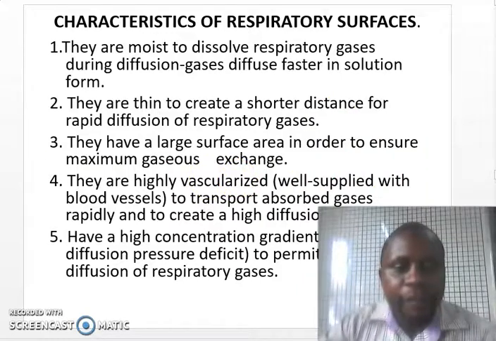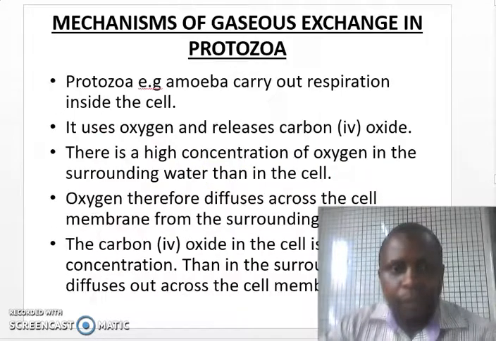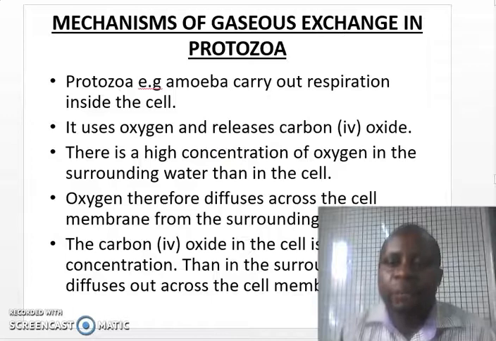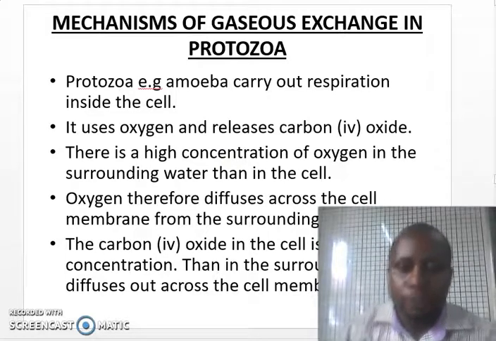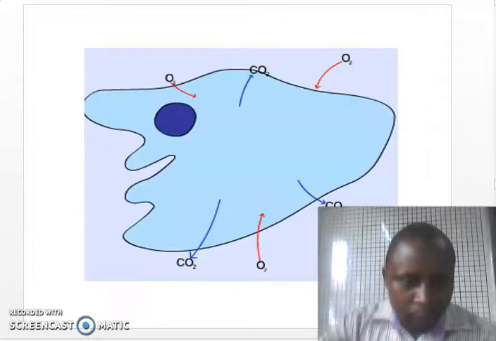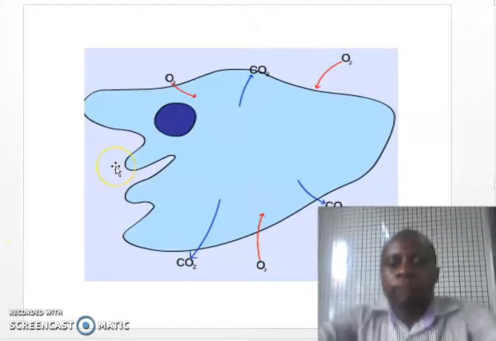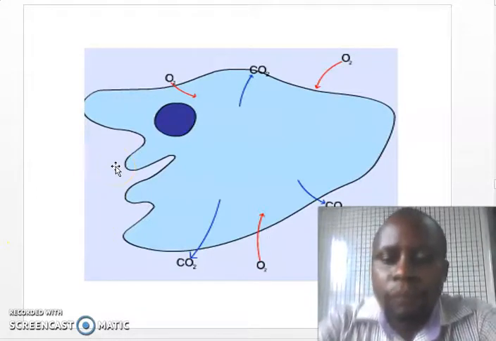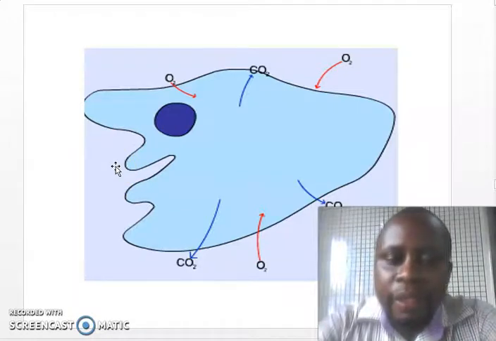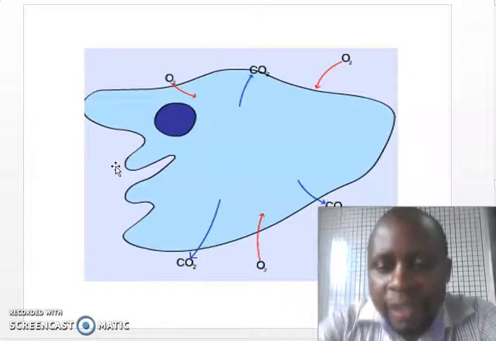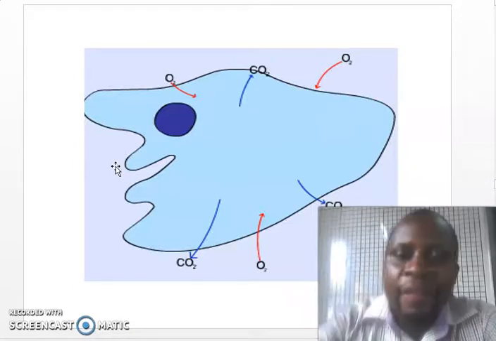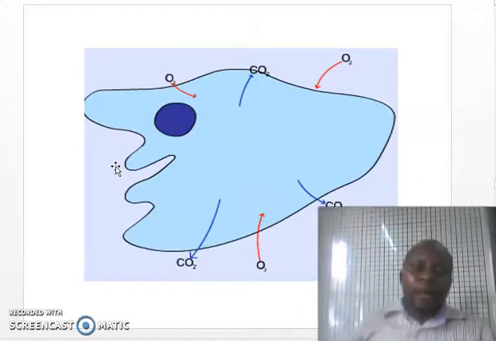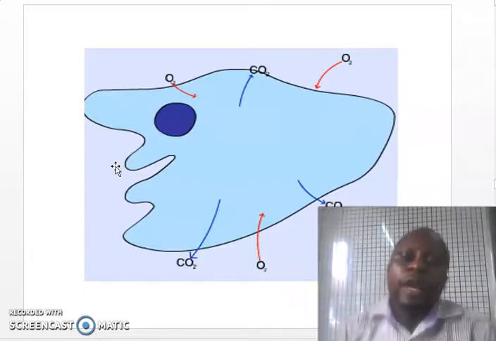I think we can discuss another thing. Let us now discuss the mechanism of gaseous exchange in protozoa. Now, with me here is a diagram of a protozoan. What do you think this organism is? Good. Probably you have said it is an amoeba, and that is the answer. Now, how does gaseous exchange occur in amoeba?